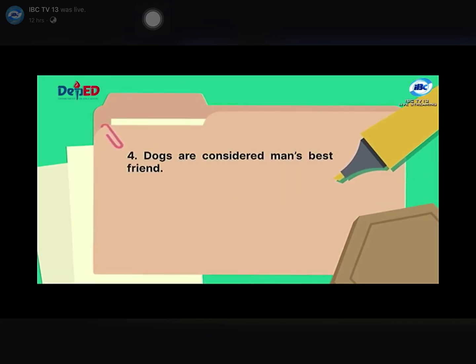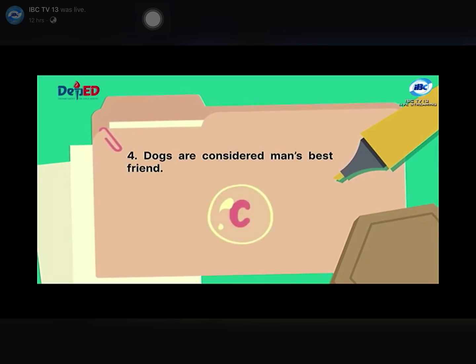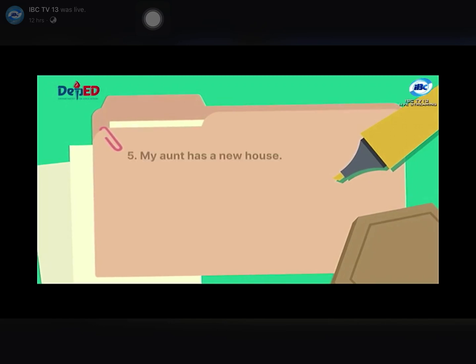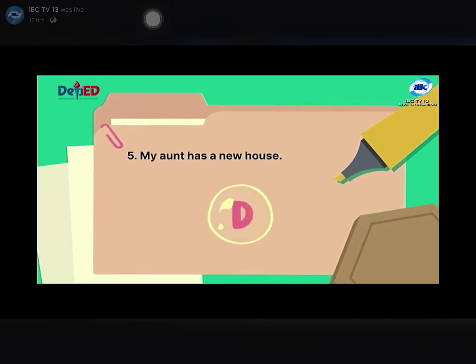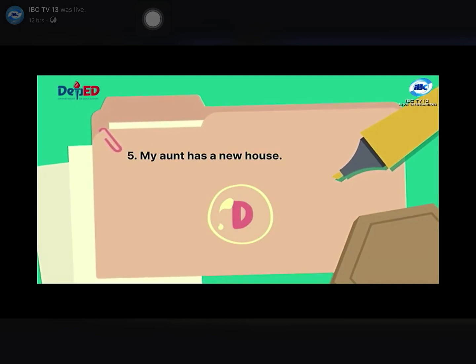The answer for the next sentence is letter C. Dogs are not just animals, but best friends too. The last but not the least, the answer for number 5 is letter D. The sentence only denotes that the writer's aunt owns a house.